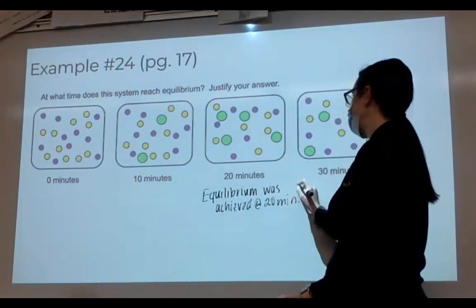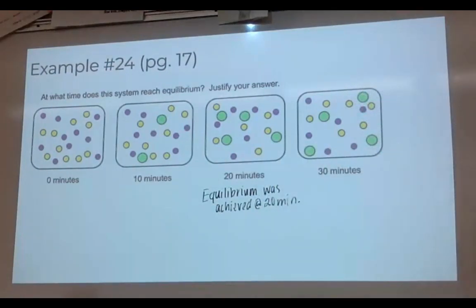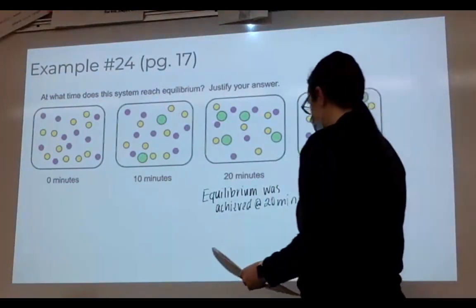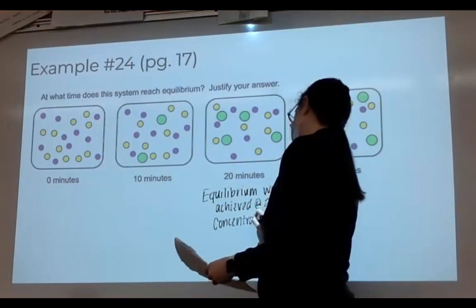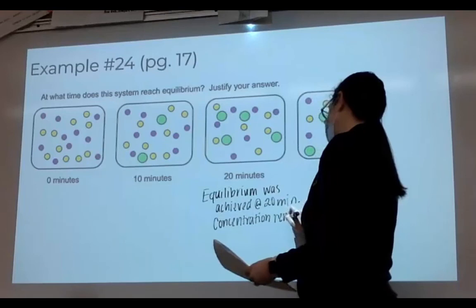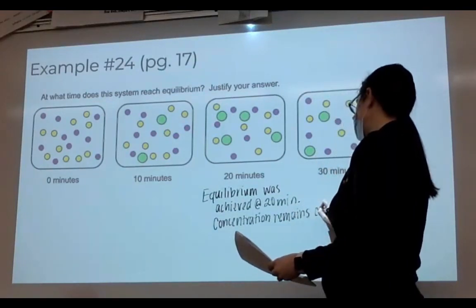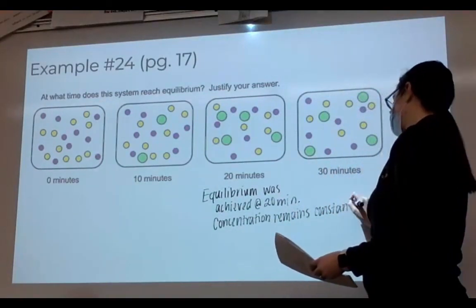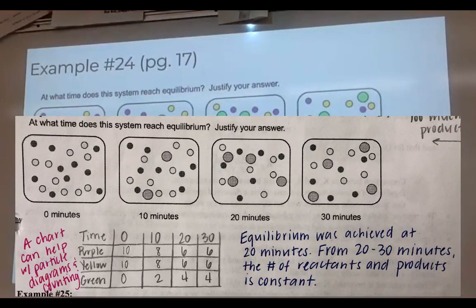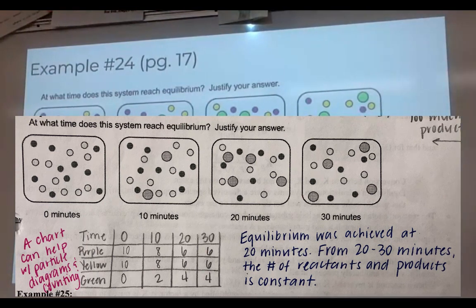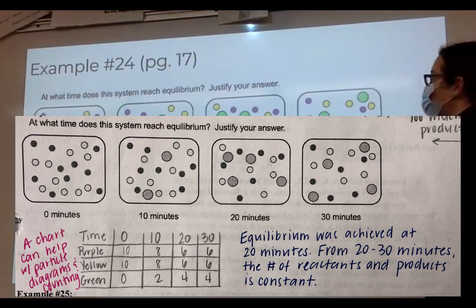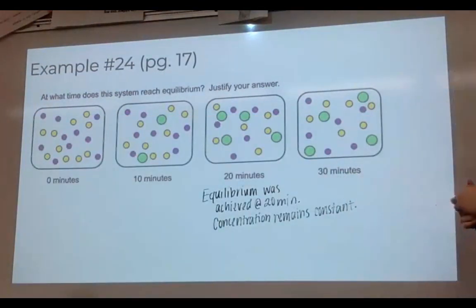Because after 20 minutes, concentrations are constant. Concentration remains constant. So the reaction keeps going, but concentration remains constant. The definition of equilibrium is when the forward rate equals the reverse rate, and we see that occurring when the concentrations remain constant.